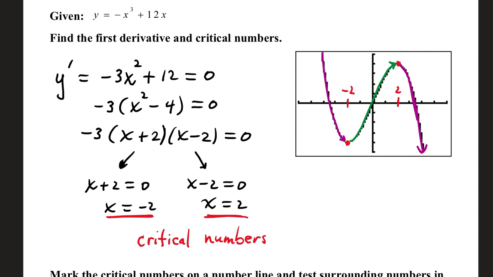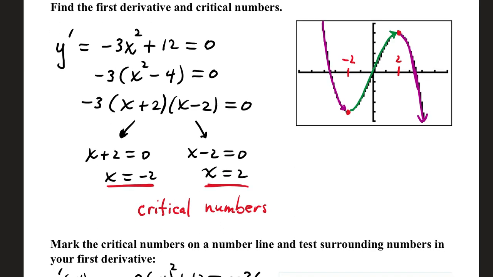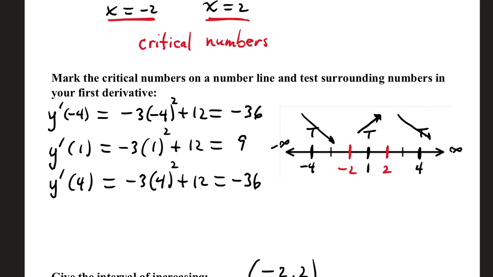We're going to put both of those numbers on a number line, negative 2 and positive 2. We're going to test in and around those critical numbers. Left of the first critical number, we picked a test number of negative 4 in class. Between the critical numbers, we picked 1. You could also use 0. 0 is easy if that's a possibility. And then a number right of the second critical number, we need to test all 3 of these intervals.